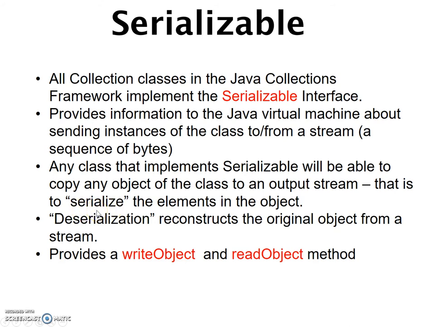So I'm taking an object and converting it into zeros and ones. And then deserialization means that I'm taking that stream of zeros and ones and reconstructing it back into the original object from the stream. So all of these classes in the Java Collections framework that implement Serializable provide a readObject and a writeObject method, which tells the Java virtual machine how to do that.